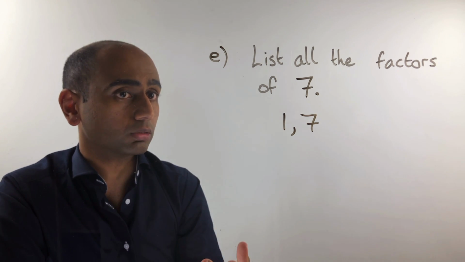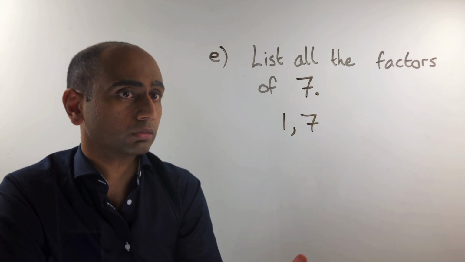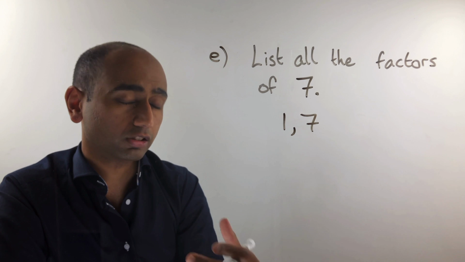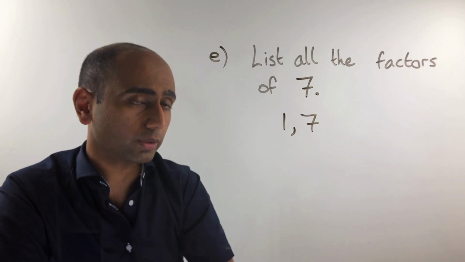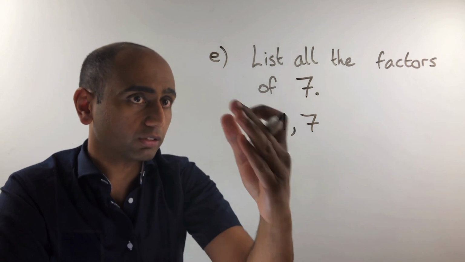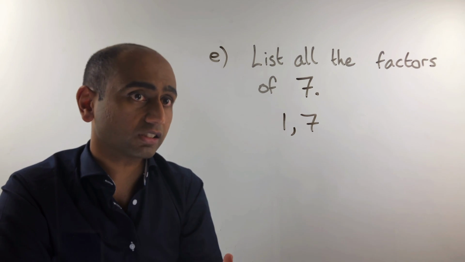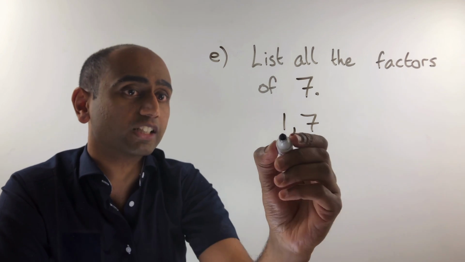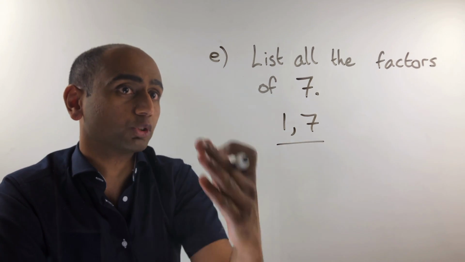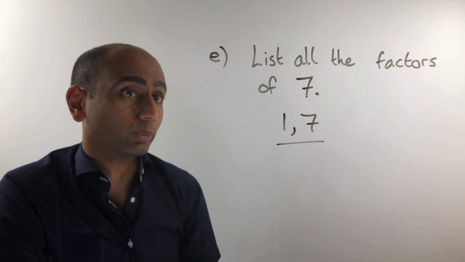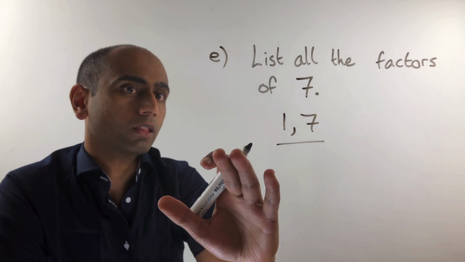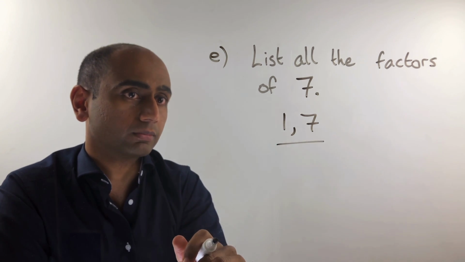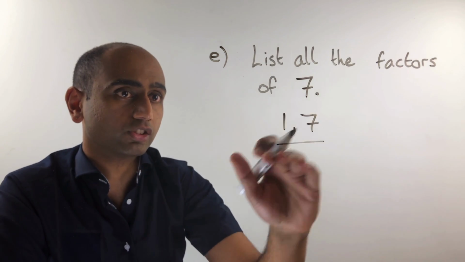Next we would try 2. Does 2 go into 7? No, it doesn't. Let's try 3. 3 doesn't go into 7 either, so let's try 4. 4 doesn't go into 7, so let's try 5. 5 doesn't go into 7, so let's try 6. 6 doesn't go into 7, so let's try 7. We've already got 7 in the list, so that's where we stop. And in fact, we've ended up trying every single number all the way up to 7. So the only factors of 7 are 1 and 7. That's the answer to this question.